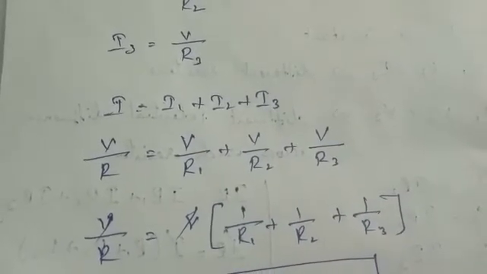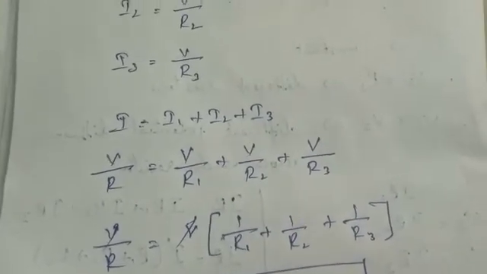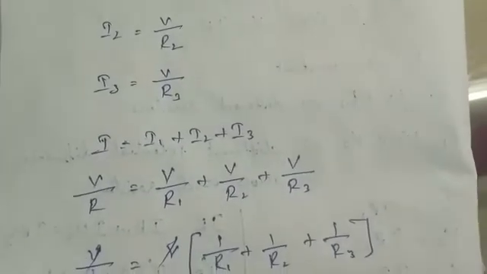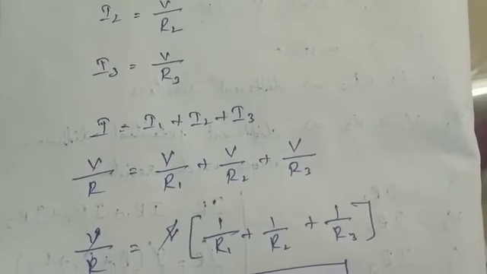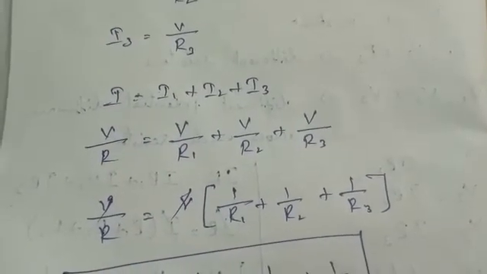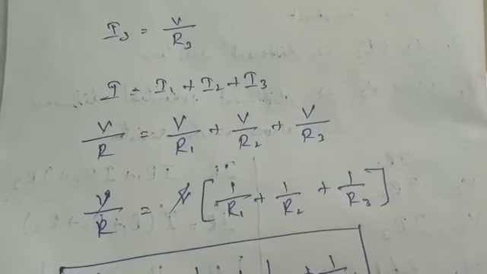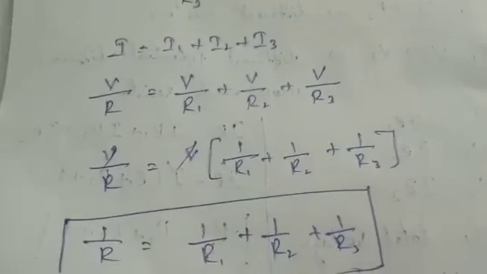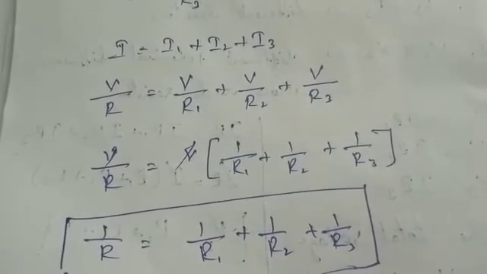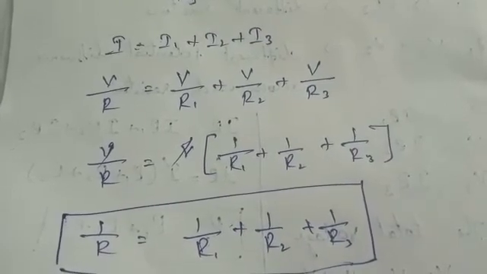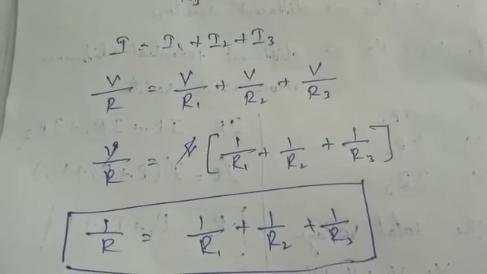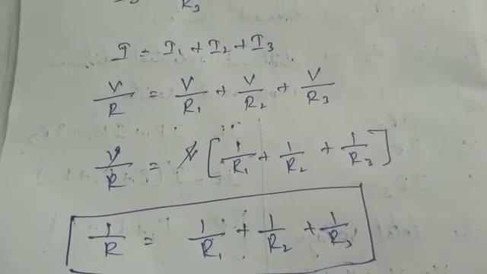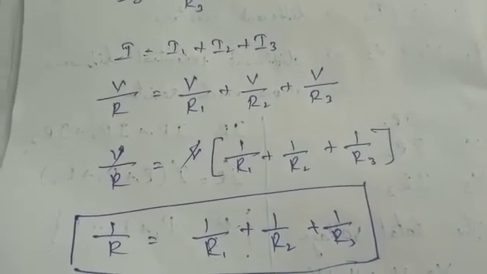So in the above equation, I is equal to I1 plus I2 plus I3. Then substitute the value of I as V by R: V by R1 plus V by R2 plus V by R3. Then take out the common value V, so V cancels for each term. Then 1 by R is equal to 1 by R1 plus 1 by R2 plus 1 by R3. So that is considered as the parallel resistor. That is resistors in parallel. This is the formula.